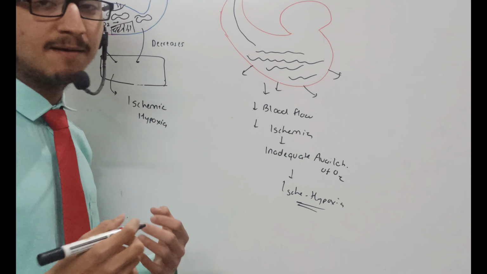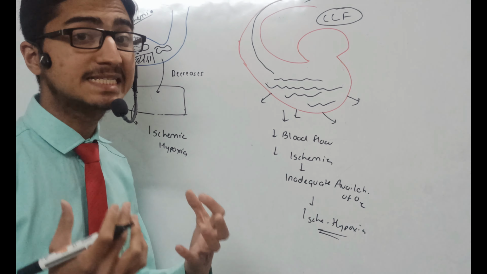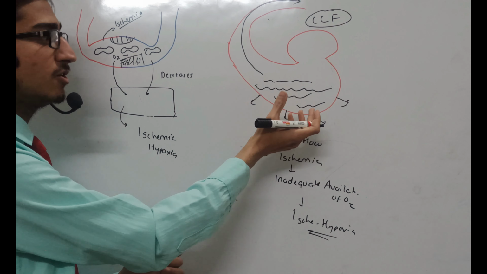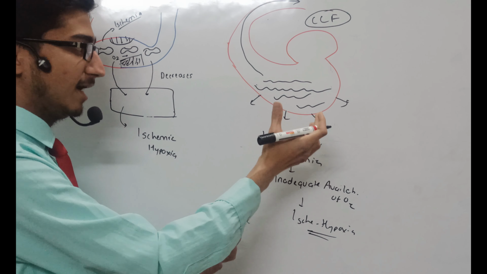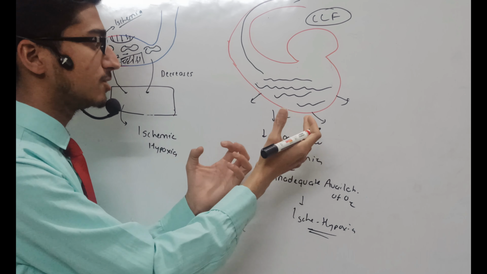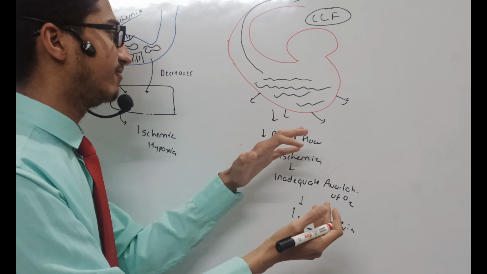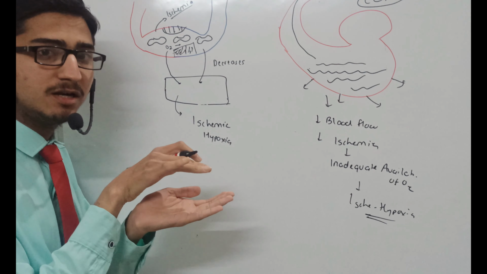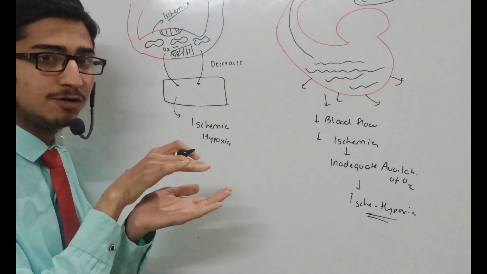Now this ischemic hypoxia is also known as stagnant hypoxia. Why? The reason is there is accumulation of blood in the left ventricle and it will not get pumped out. So there is a stagnation of blood in the left ventricle. Similar thing happens here also. There is a stagnation of blood due to thrombosis or embolism. That is the reason this hypoxia is also known as stagnant hypoxia.